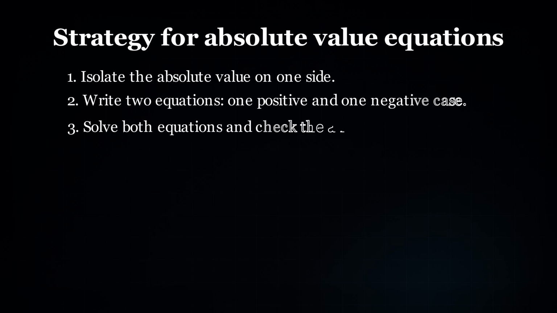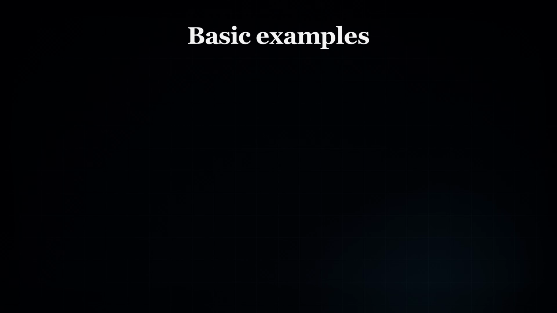Here is the basic idea. First, isolate the absolute value on one side of the equation. Second, turn it into two equations, one where the inside is positive and one where the inside is negative. Third, solve both equations and check the answers in the original equation. Let's take a look at some examples.